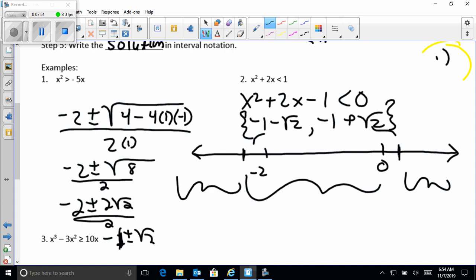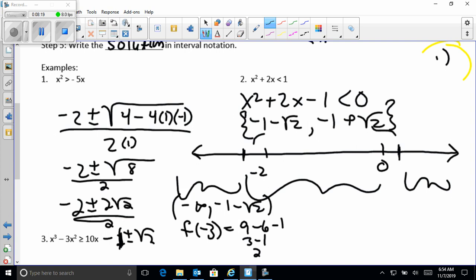So if I'm testing here, I'll test this region, from negative infinity to -1 minus the square root of 2. That's my test region. And it wasn't an equals to, so I don't need to worry about that. And we're plugging in -3. That's going to give me 9 minus 6 minus 1, which is 3 minus 1, which is 2. So that's a positive there.